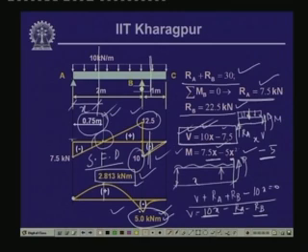Now, if you notice here, the bending moment diagram also changes its sign from positive to negative. So, somewhere within this particular zone AB, the bending moment is equal to 0. Now, if we would like to compute the distance, we can compute it from this bending moment expression.